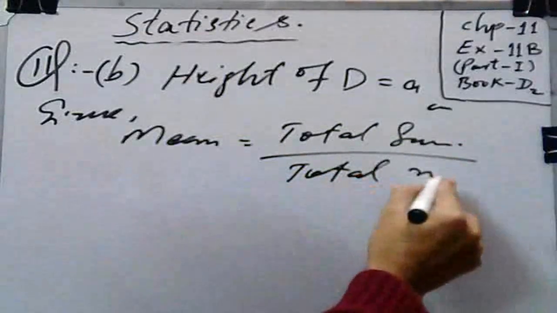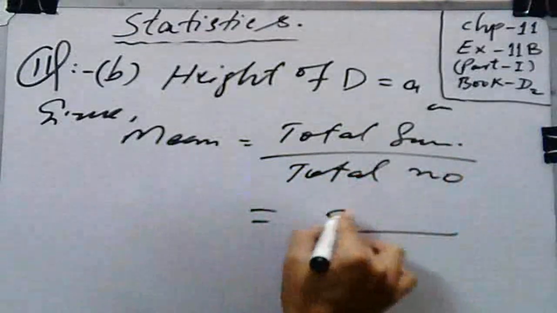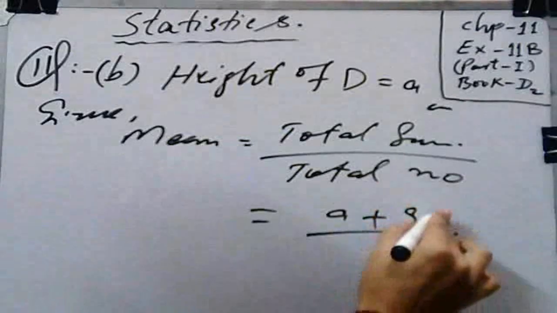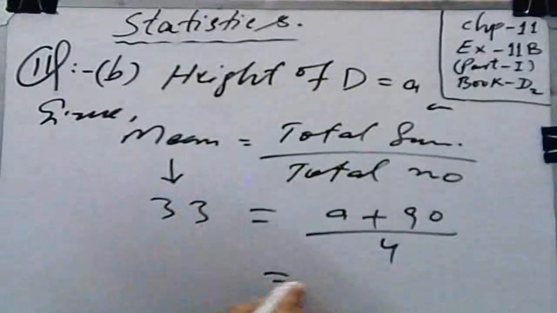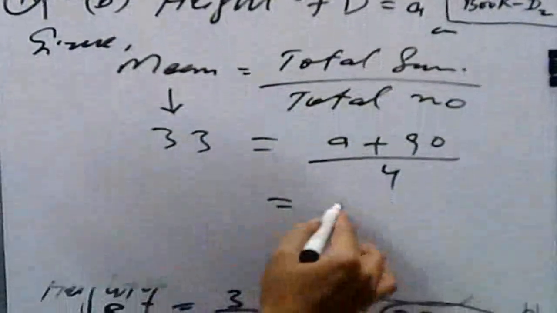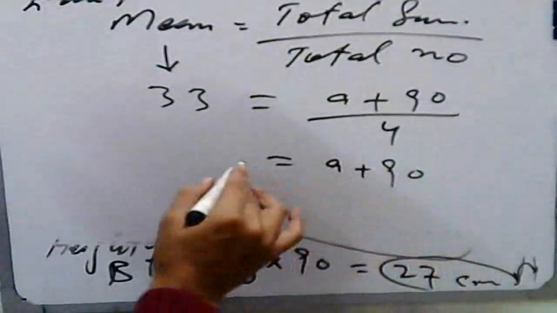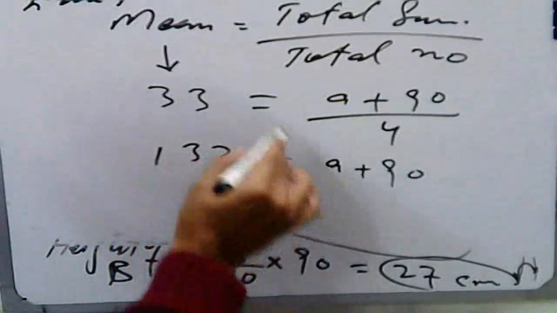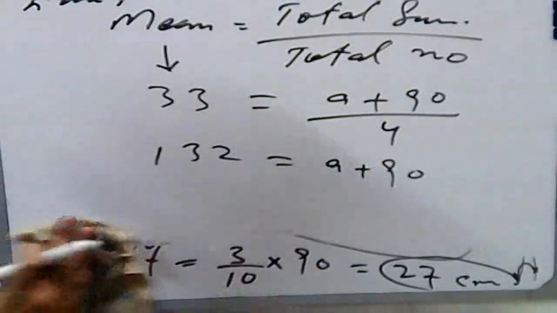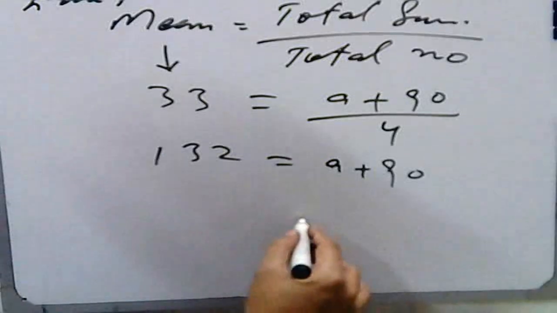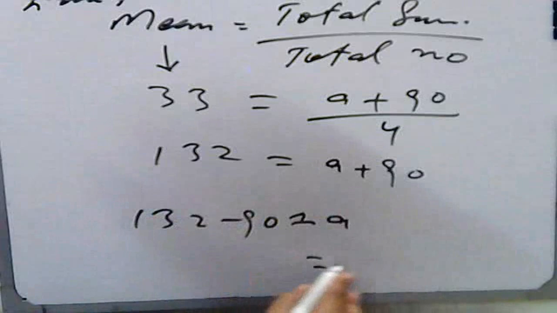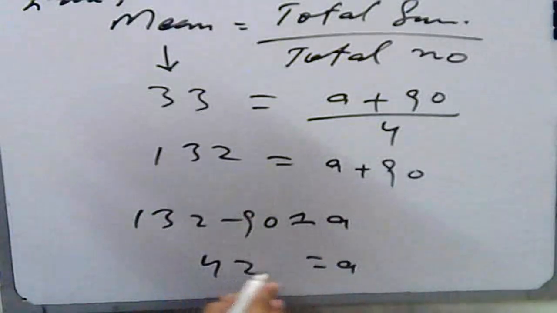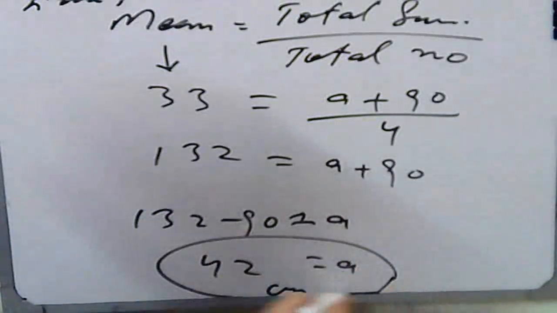So the total sum is A plus 90, the total number is 4, and the mean is 33, because it is given in your question. By using cross multiplication, A plus 90 will give you 132. So in this way the value of A is 132 minus 90, you will get the value of A is 42 centimeters. So that is your required result.